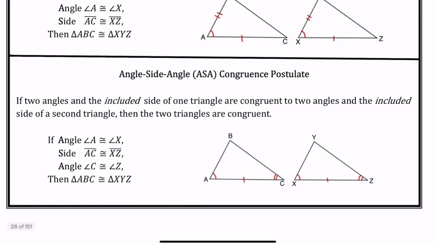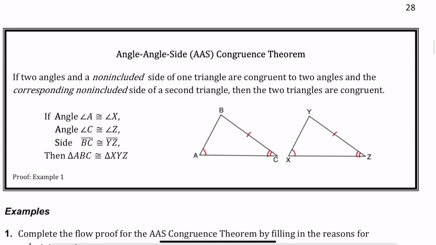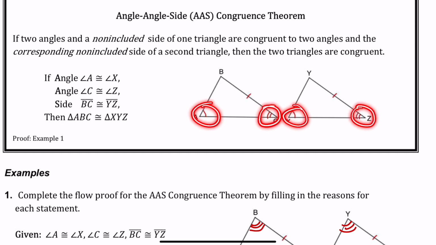Our next one is the angle-side-angle congruence postulate. If we have two angles that are the same as two other angles on another triangle, and the side included in between those two angles are the same, then the two triangles are congruent by the angle-side-angle congruence postulate. Our last one is not a postulate, it is a theorem, and we can use the postulates to be able to prove this.